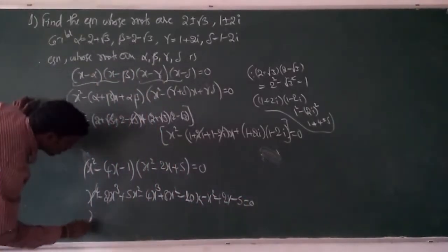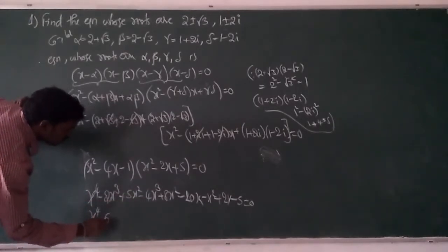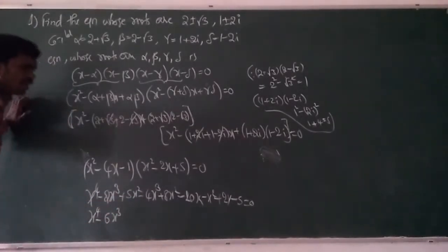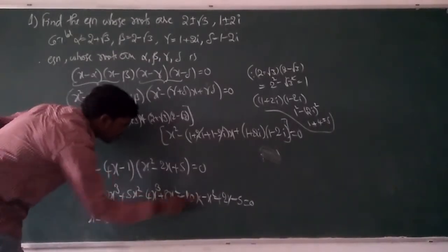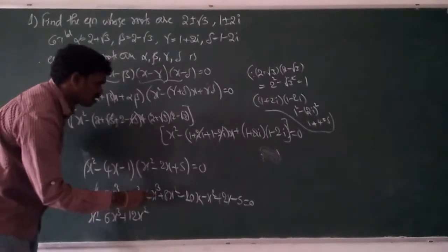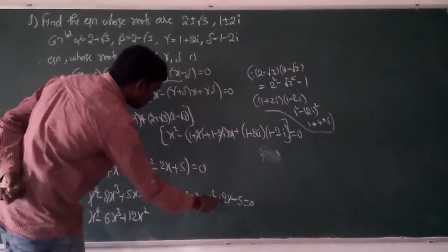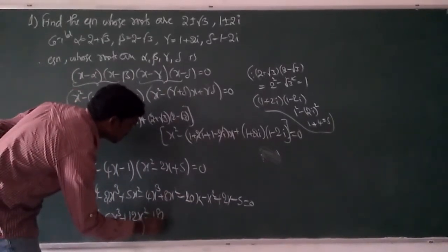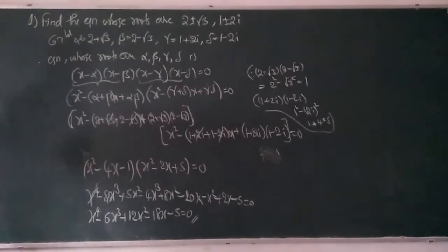Okay, finally we can write the answer: x power 4, and the cube terms, here minus 2, here minus 4, so minus 6x cube. And x square terms: 5, 8, 13, minus 1 means 12x square. And x terms, what are the x terms? Here minus 20x and here plus 2x becomes minus 18x, and constant is minus 5 equal to 0. So this is the solution.